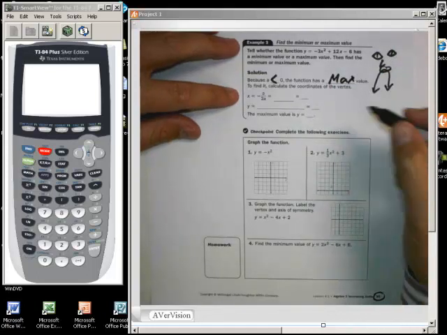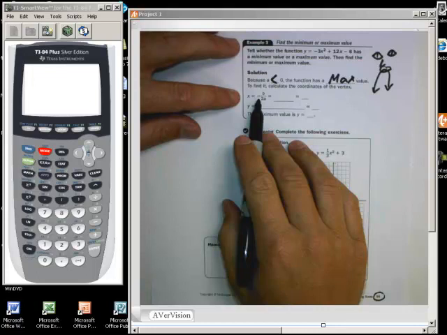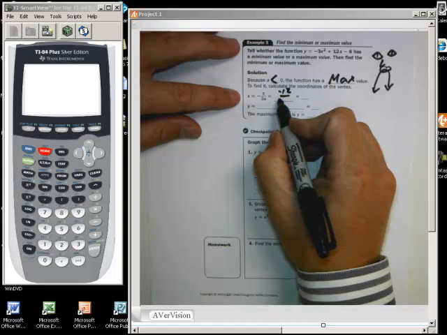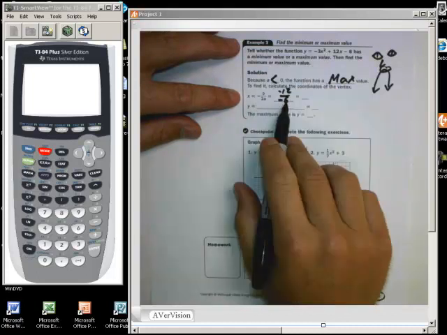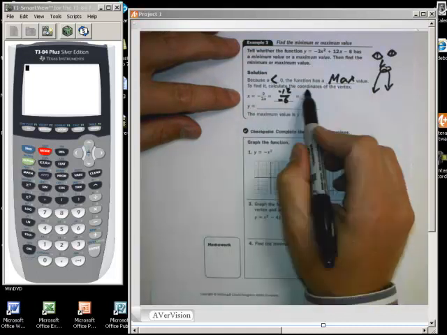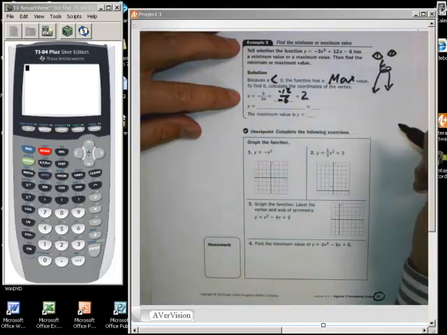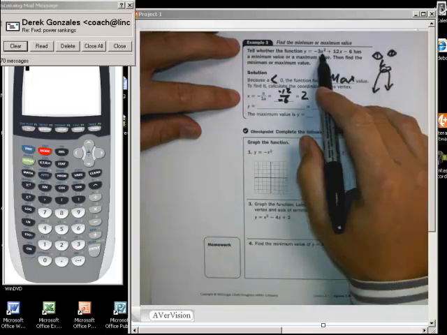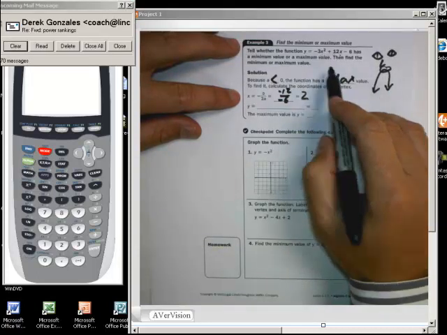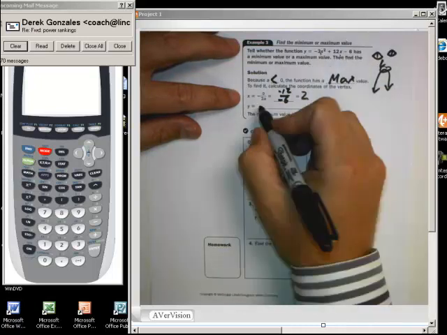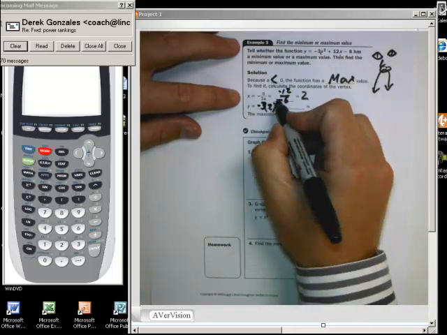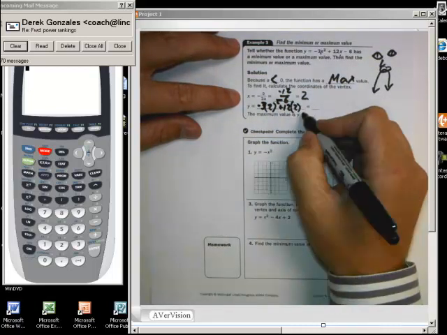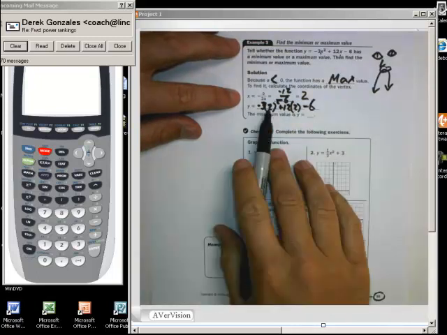Find it. Well, when I go to find it, I put in the opposite of b over 2a, negative 12 over 2 times negative 3. 2 times negative 3 was negative 6. Negative over negative makes a positive 2. There's my x coordinate of my max. I put 2 in back here, right here and right here. When I put 2 in there, I get negative 3 times 2 squared plus 12 times 2 minus 6. 2 squared was 4.